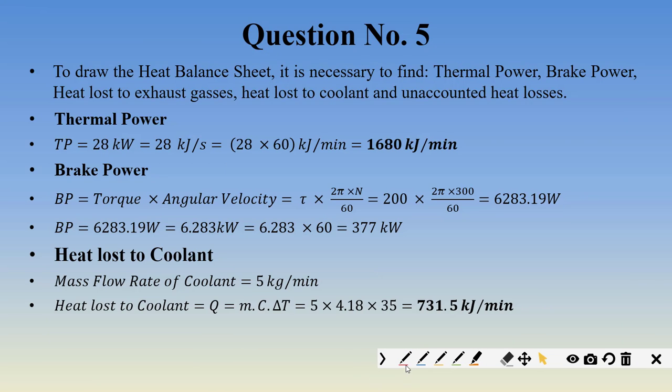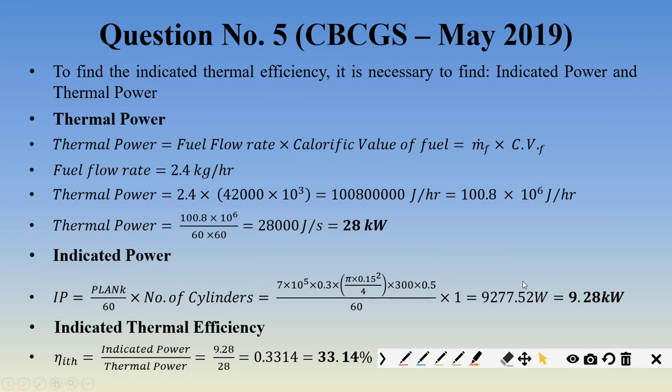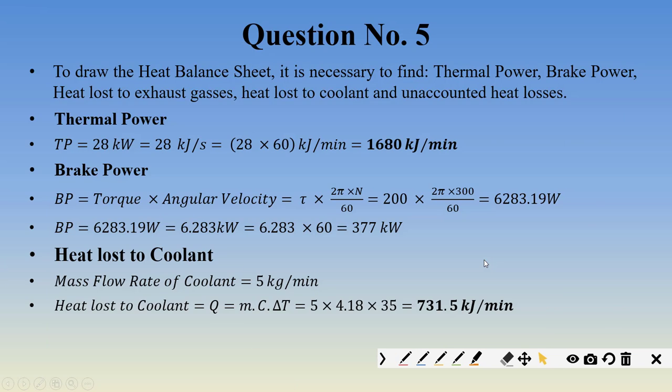Okay, so thermal power is what? Thermal power is mass flow rate into calorific value. We calculated that beforehand only. We calculated it during the indicated thermal efficiency. This is in kilowatt. Kilowatt means kilojoule per second. But they have told us to draw the heat balance sheet on a minute basis. So we multiply it by 60. So we get 1680 kilojoule per minute. That is the thermal power.